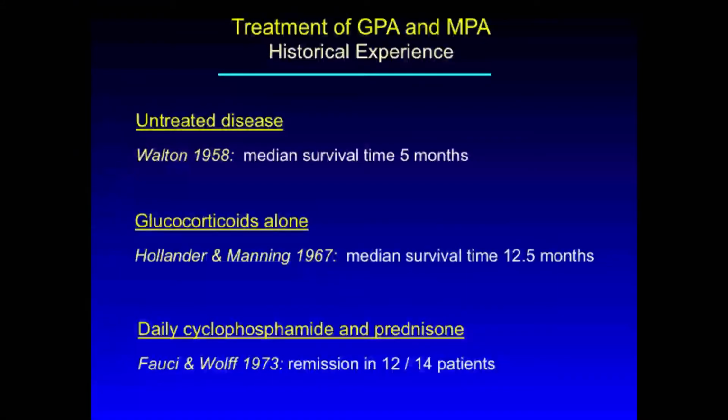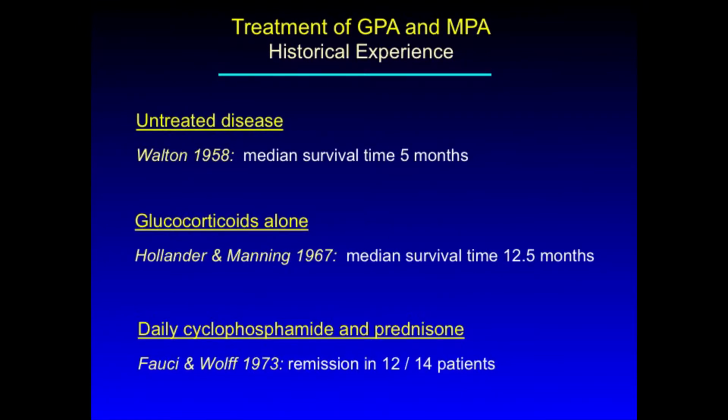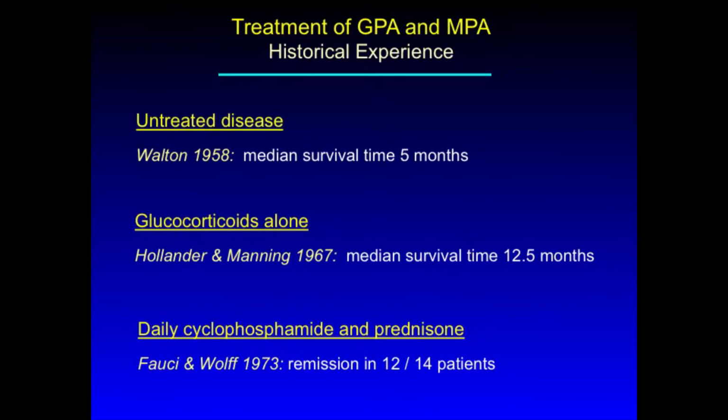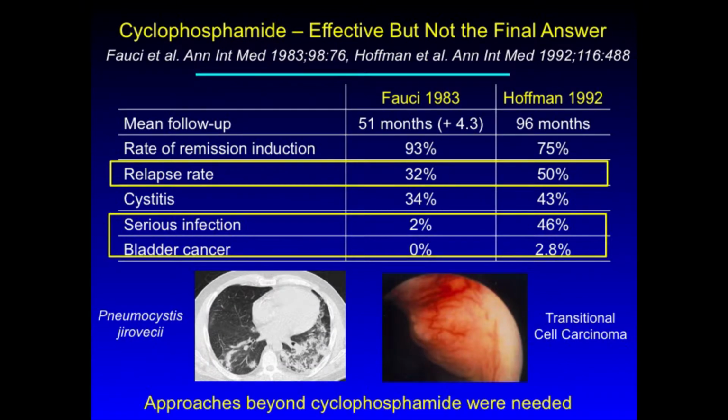If we look back on this, it wasn't all that long ago that there were no forms of available treatment, and this was almost uniformly fatal with a median survival time of about 5 months. With the introduction of glucocorticoids, although the survival time improved, it continued to be only just over a year, with fatality still occurring from active disease or severe infections. But that changed with the introduction of cyclophosphamide and prednisone, bringing about the ability to induce remission effectively for the first time.